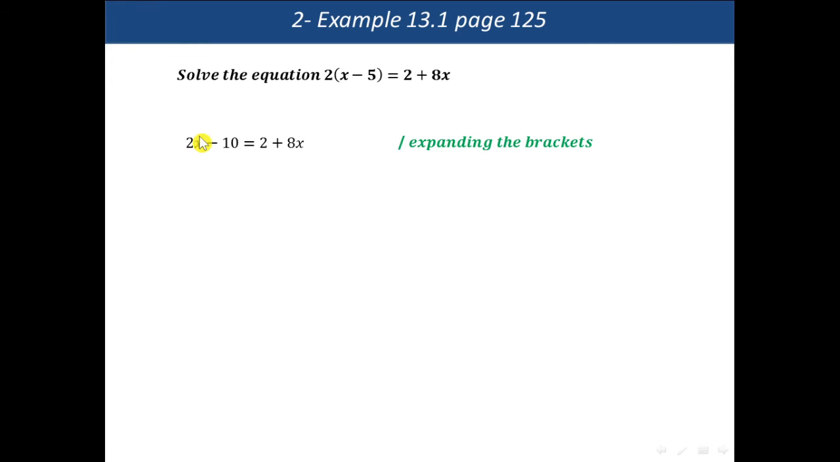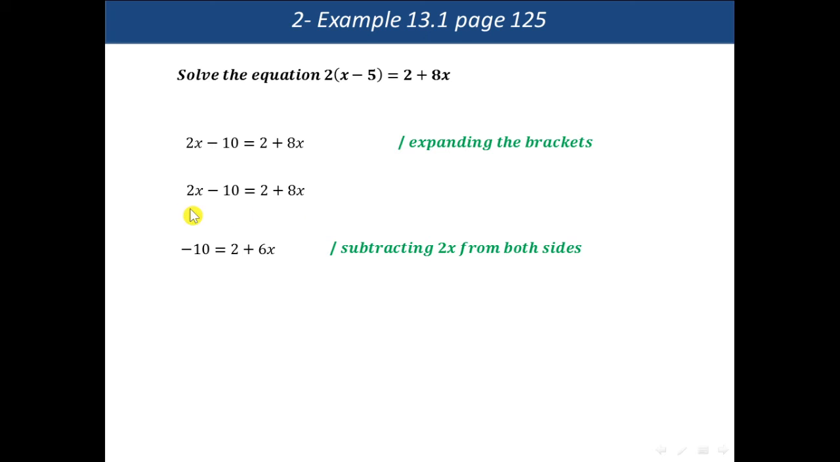I see that I have x and a number here, and here I have a number and an x, but in fact I have to have x only on one side and the numbers on the other side. I always have to isolate the variable so that I can determine its value. So what do I do now? 2x minus 10 equals 2 plus 8x. What shall I do? Subtract 2x from both sides. I put minus 2x on this side and minus 2x on the other side.